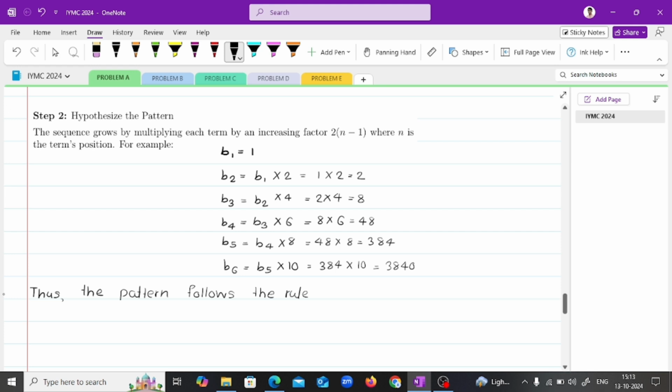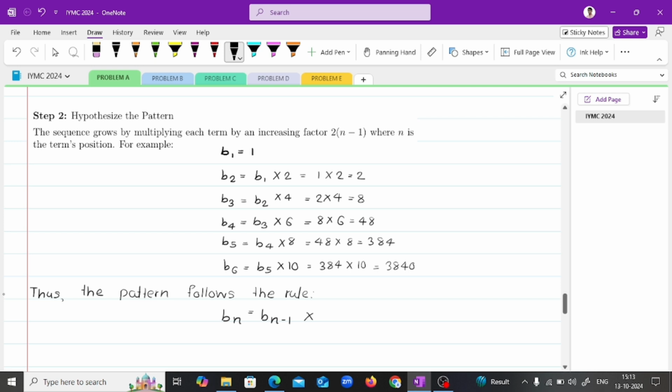Thus the pattern follows the rule. I can write this rule as Bn, where n is the position of the term. Bn is equal to Bn minus 1 means the preceding term.